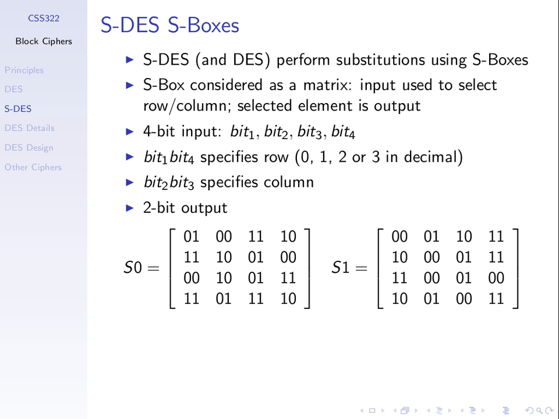What's the answer? S1. The output is 1, 1. Row 0, 1, column 1, 1. Remember, you start row 0, or in binary, 0, 0, 0, 1, 1, 0, 1, 1. You can think of the rows and columns in binary or decimal. Row 0, 1, column 1, 1, output is 1, 1.